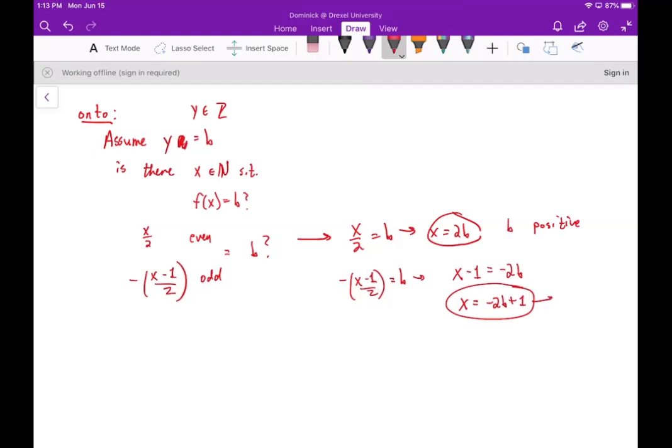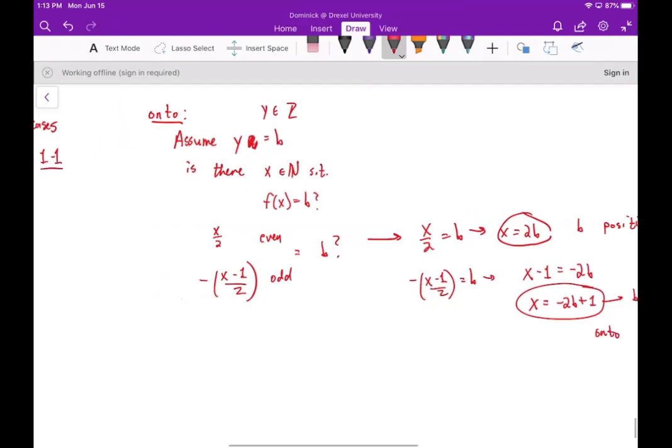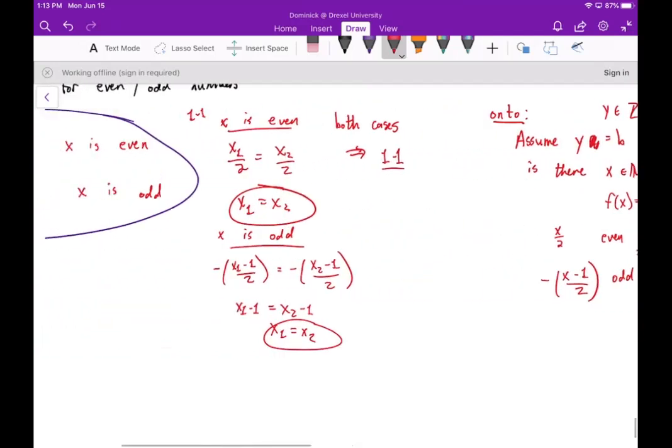And if b is negative, I would multiply it by -2 to make it positive and add 1, and then that would give me all the natural numbers, right? So this is onto. All right, so that's how we can show something like that.